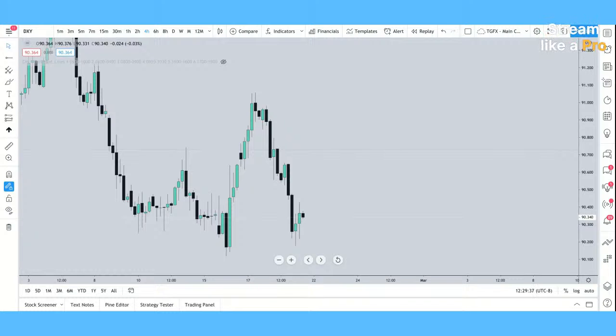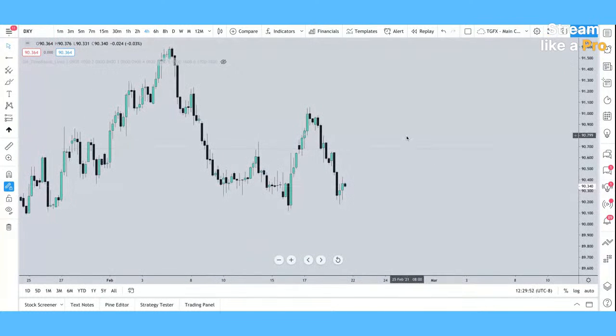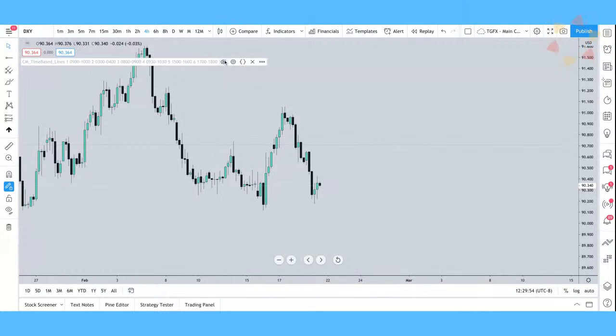All right, so we're going to get back to the analysis here. So the first thing we want to do to start the week off is check out the DXY. Now, I mostly trade USD pairs because I am in the US and it works better with my schedule. So let's start off with the DXY.